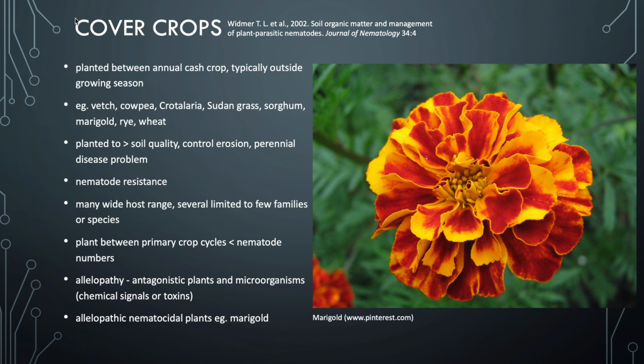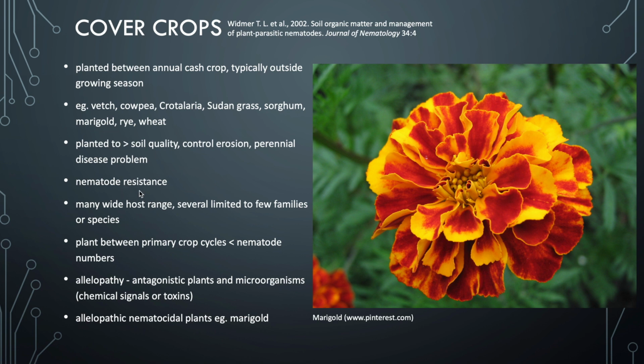So let's look more closely at different types of cover crops. They can be planted between annual cash crops and are typically grown outside of the growing season. Oftentimes cover crops include things like vetch, cowpea, crotalaria, Sudan grass, which is a relative of sorghum, marigolds, and this is a marigold flower pictured here on the right, rye and wheat. And they are planted with the intention of increasing soil quality, to control erosion, and also to reduce perennial disease problems. And if you have a nematode issue in the soil, you would want these plants to be nematode resistant.